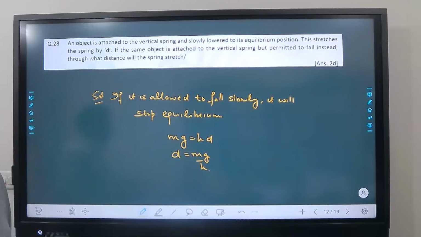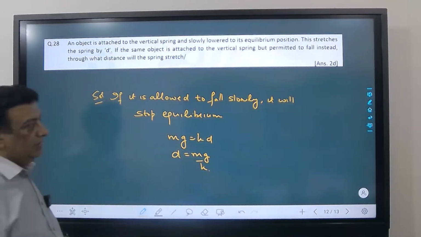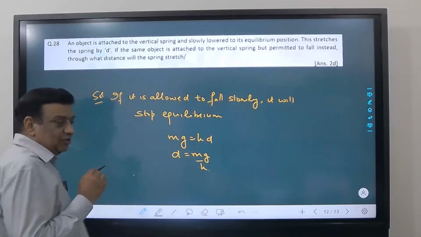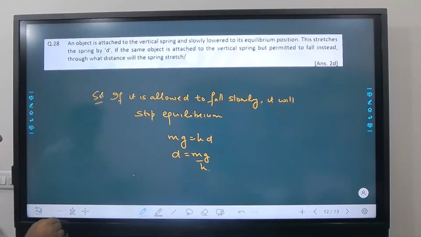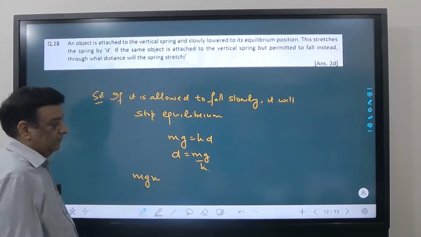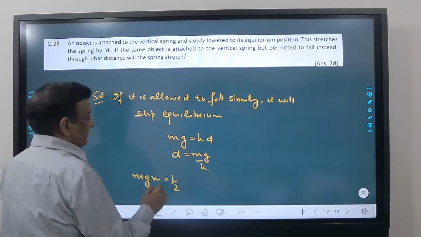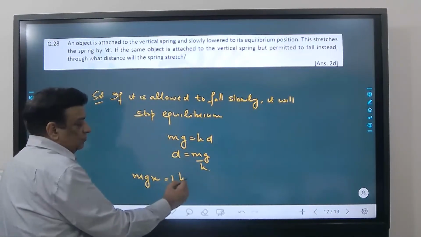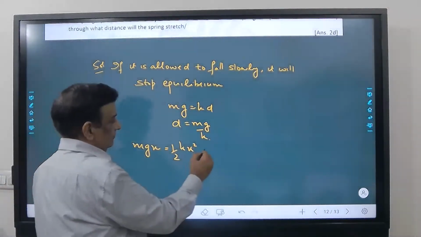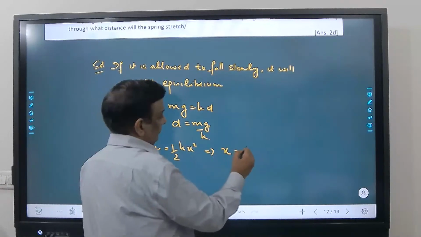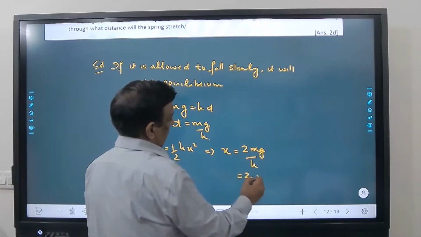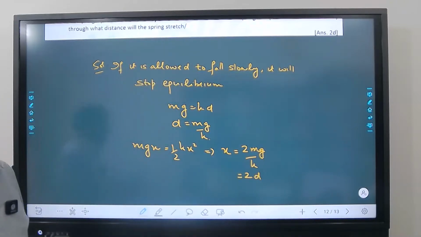But when it is allowed to fall freely, then we say that it stops where the initial gravitational potential energy gets converted to spring energy. So if it falls by distance x, जितनी potential energy कम हुई उतनी spring energy बढ़ गई. तो x comes out to be two mg by k or 2d.